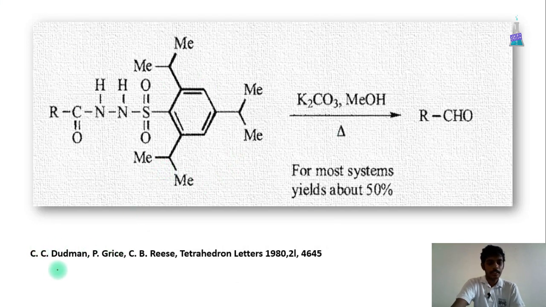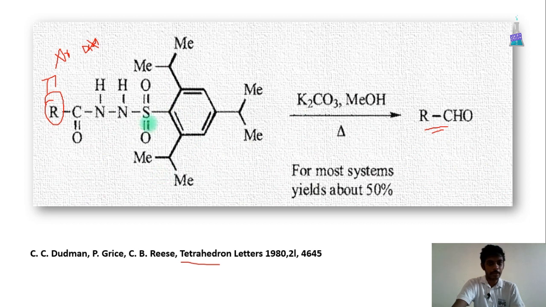See, this is taken from Tetrahedron Letters. This is the starting material. Here the R group is present. Here the R group should be aryl and it should not have alpha hydrogen. Alpha hydrogen should not be present. Here the aryl group is this one. Here the base given is K2CO3. After treating with base, the aldehyde is obtained.